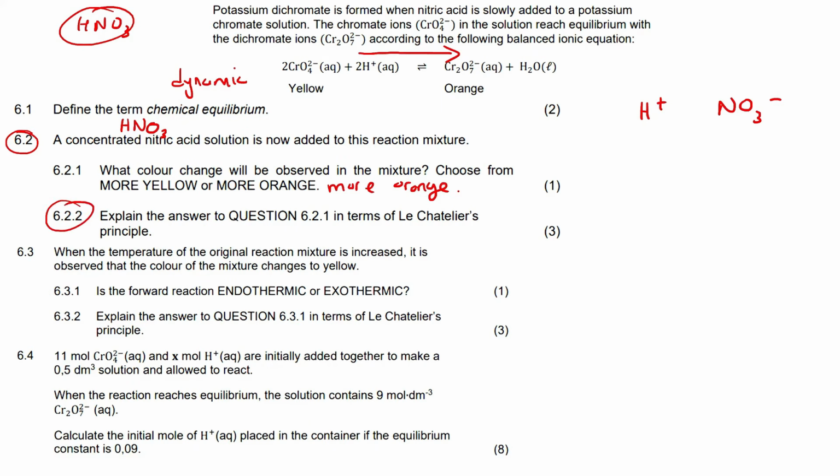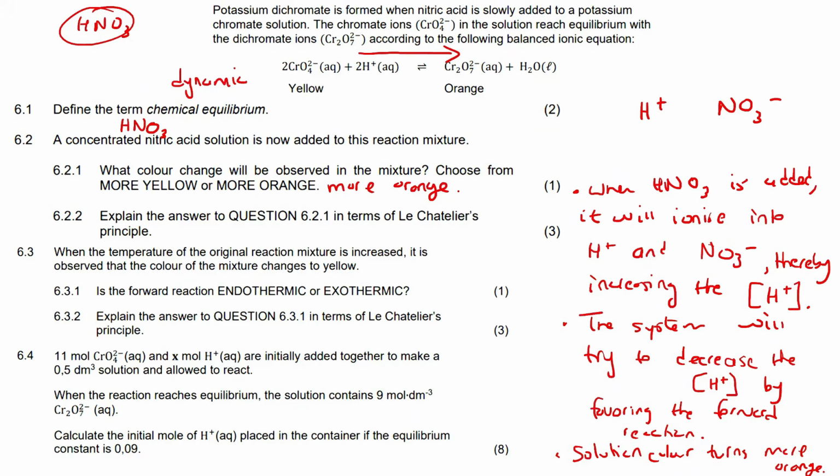Okay, now this next question says explain that. So the first step is to say that when HNO3 is added, remember HNO3 is a strong acid, so it will ionize into H+ and NO3-. All right, now it says that when the temperature of the original mixture is increased, it is observed that the color changes to yellow. Is the forward reaction endothermic or exothermic?